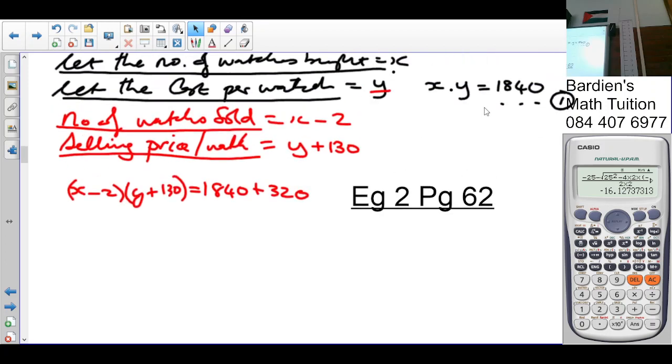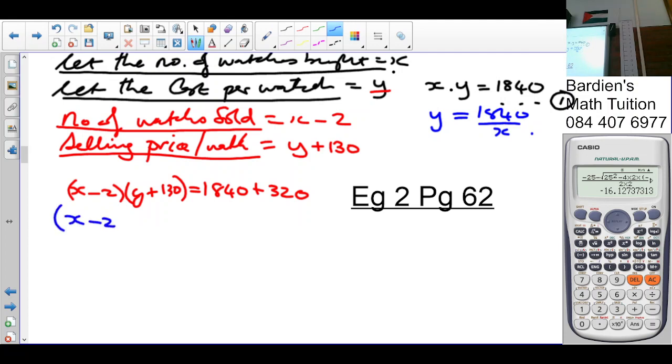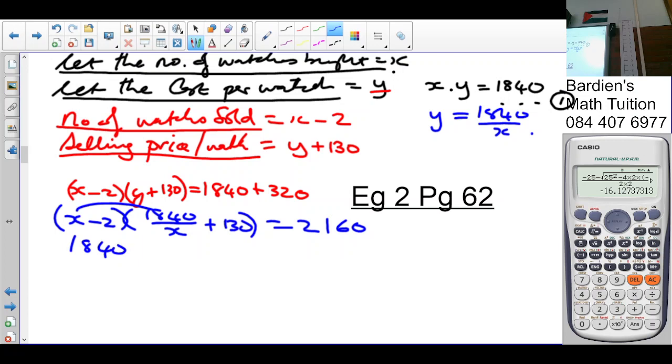Before we go into the equation, I must first make Y the subject of the formula. So it's going to be 1840 over X. So this will be (X minus 2) times (1840 divided by X plus 130) equals, add this up, 2,160 Rand. Now we just multiply this out, it's going to give you 1840 plus 130X minus 1840 times 2.